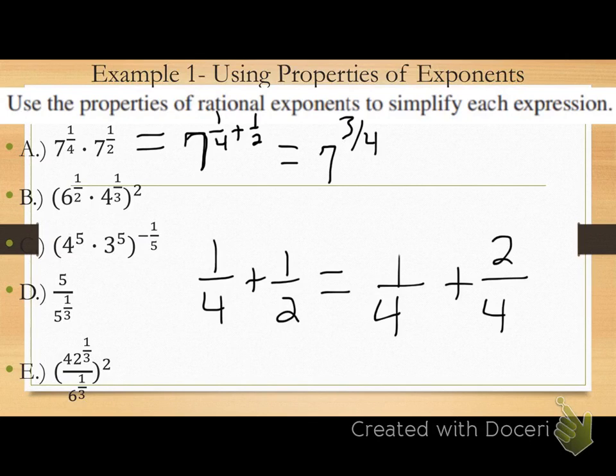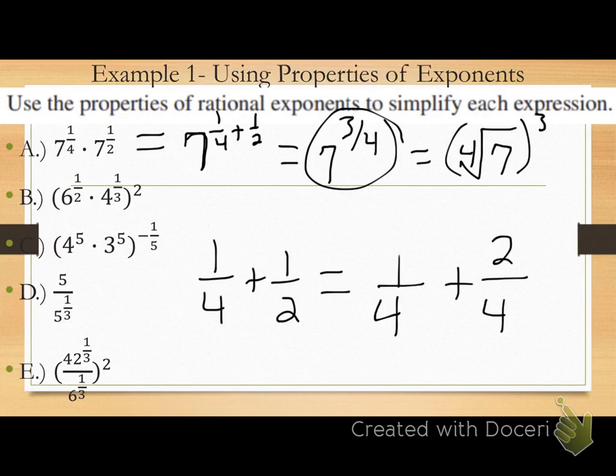And if it tells me to simplify it, I could leave it like that. I could rewrite it as the 4th root of 7 cubed if I wanted to. Or if the problem is asking you to write it in decimal form, you can just type it in your calculator and get it to the nearest whatever it's wanting. Okay? Questions on A? Not too bad, right?